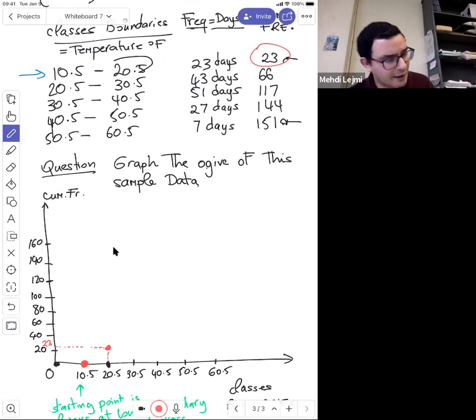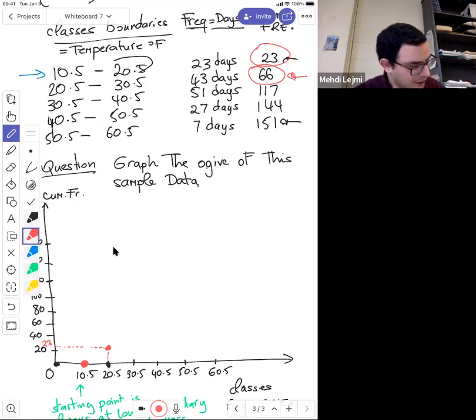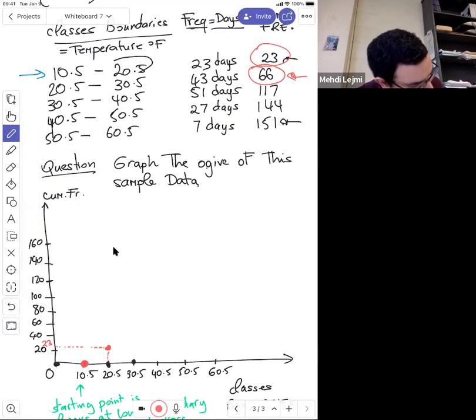Now, the next cumulative frequency is 66. So I'm going to take my next boundary, which is 30.5, and go up to 66. I'm going to plot this point here. 66 is obviously between 60 and 80, so it's going to be somewhere here. Let's say this is my 66, the cumulative frequency of my second class.